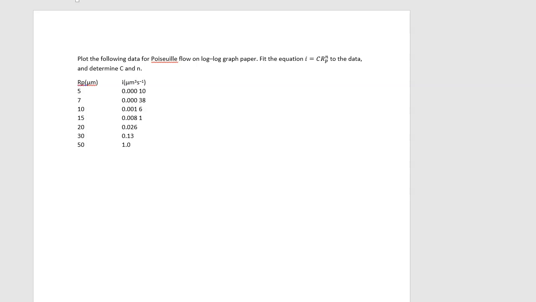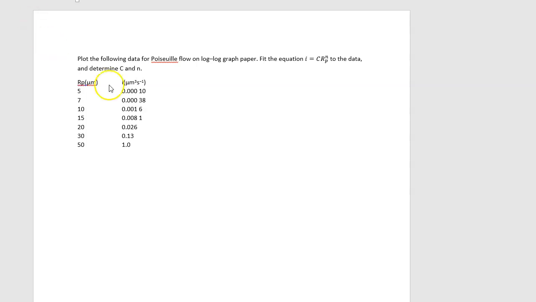This is problem 39 out of your textbook in chapter 2, and it's asking really a question about can you fit some data of a particular type. So we got this Poisson flow. We want to put it on log paper and fit the equation I equals C R to the N over P to the data, and we're going to determine C and N.